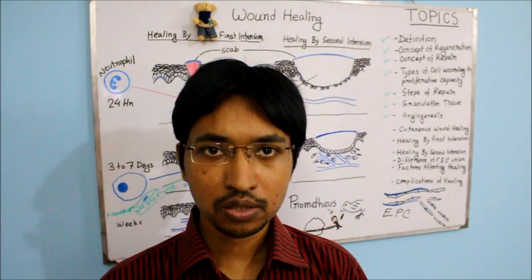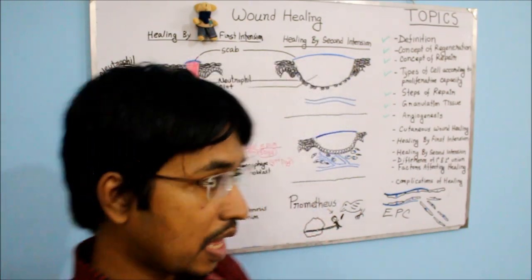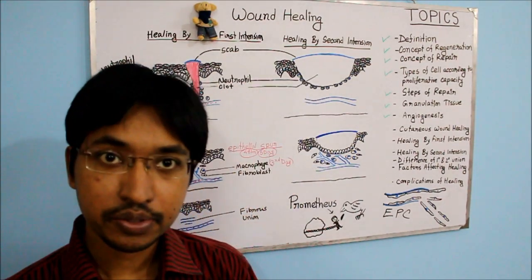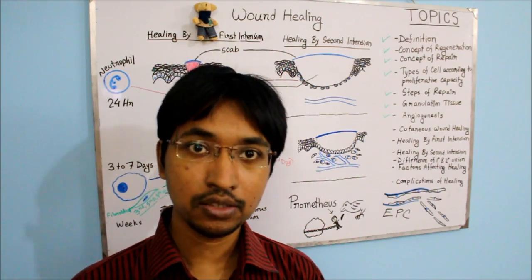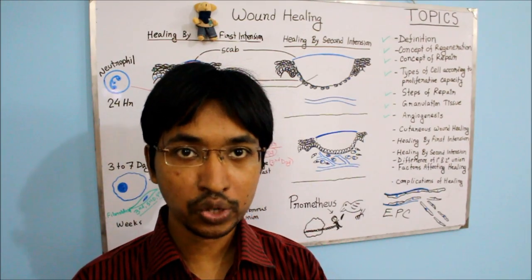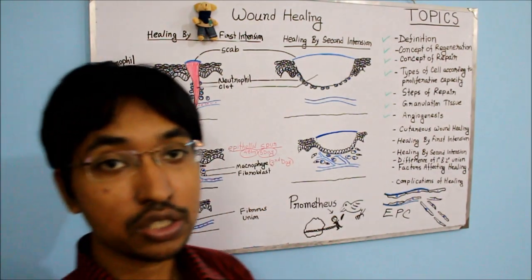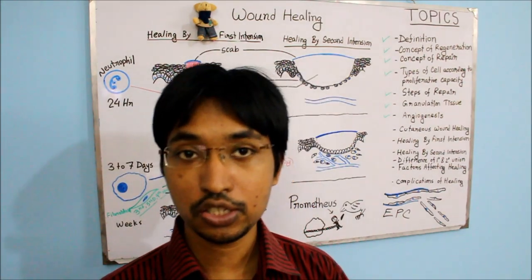Now, one important thing you have to remember: at the same time when we are seeing epithelialization, another important thing is happening, and that is the fibroblasts are releasing collagen fibrils, and those collagen fibrils will then begin to bridge the incision.